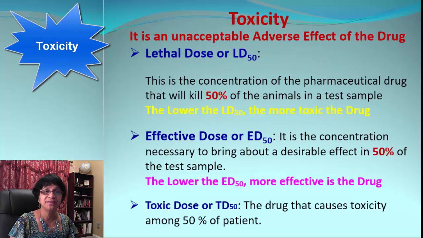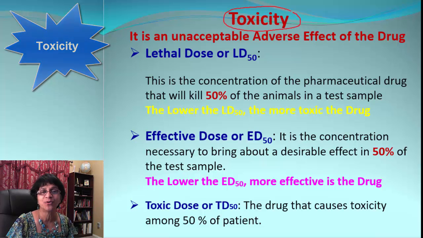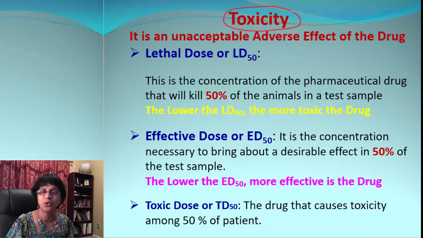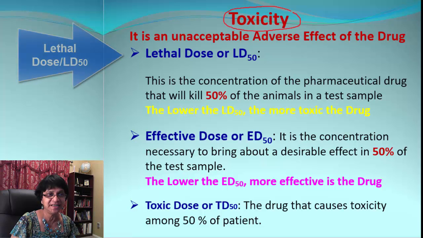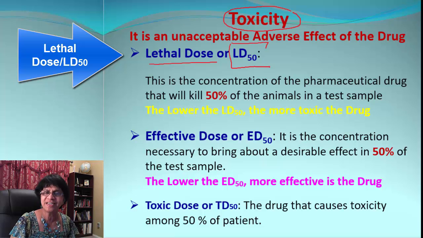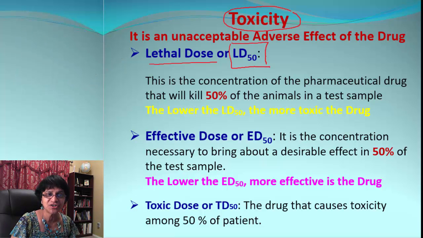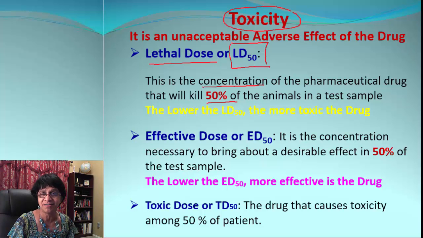Now, the next one is a big one, toxicity. Every medicine, before it comes to market, has to go through toxicity studies. There are new terms in this. There is the lethal dose, which is called LD50. So what is LD50? This is the concentration of the drug which can kill 50% of the animals in a test sample. So, which is not a good thing. And the lower the LD50, the more toxic is the drug.